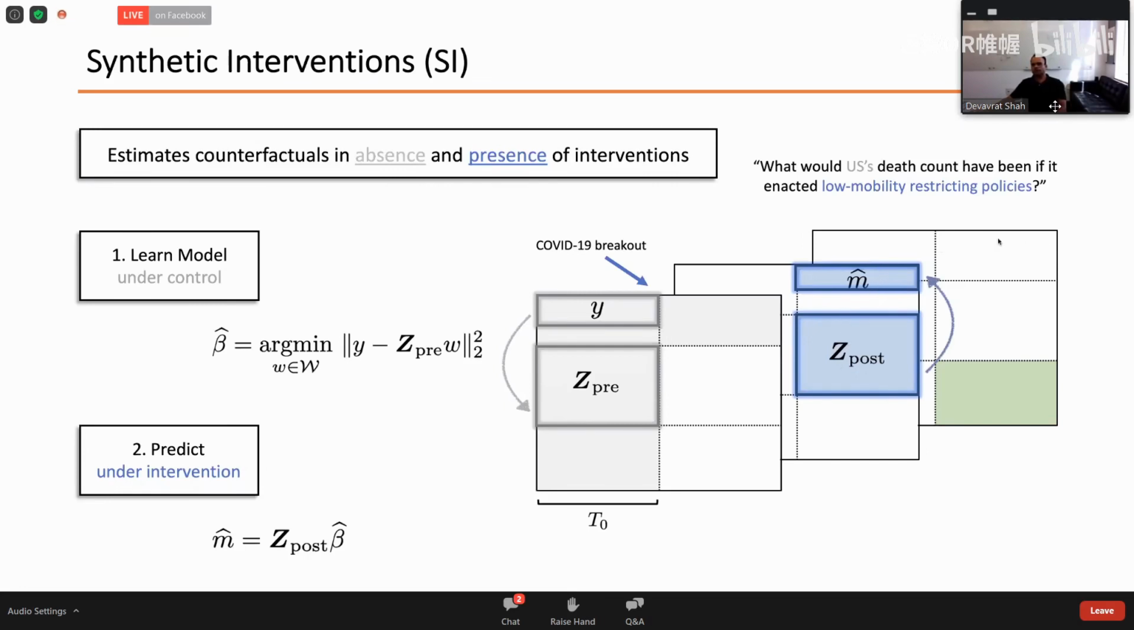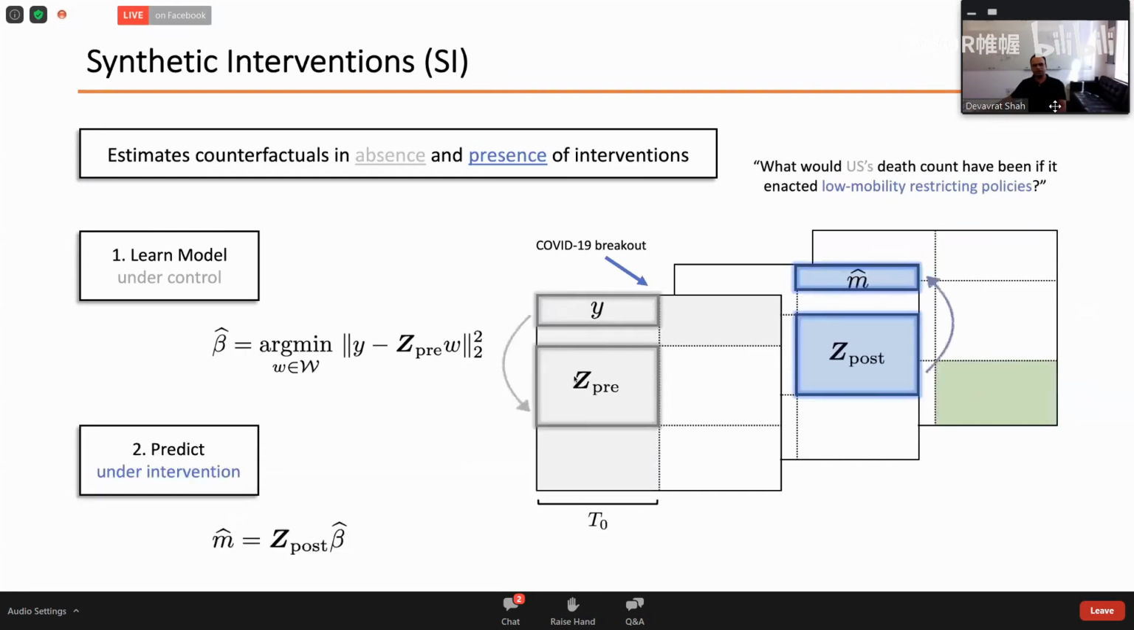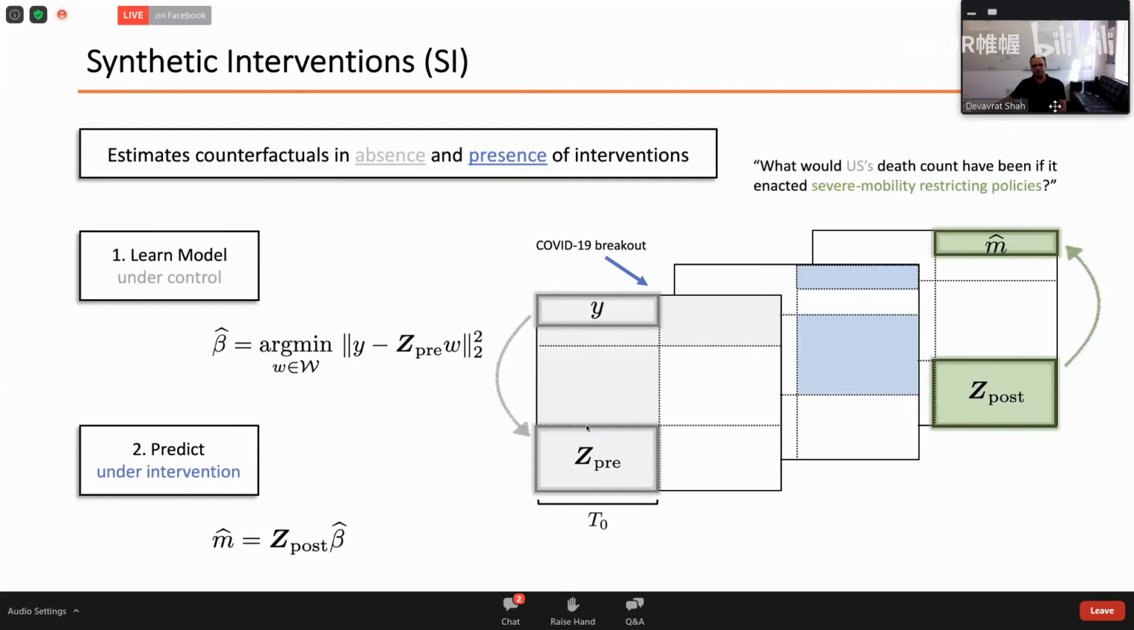What if I want to estimate the row here in this green slice? Well, I will learn the relationship between this and these rows. That's another beta. So again, this beta would be different from the beta learned here. The beta learned here is the relationship between this and these rows. The beta learned here is the relationship between this and these rows. But once I do that, then I'm going to use the Z post here to estimate this. This is what we call synthetic intervention, and for each intervention it's with different donor groups, or different countries, so to speak, and hence it changes.